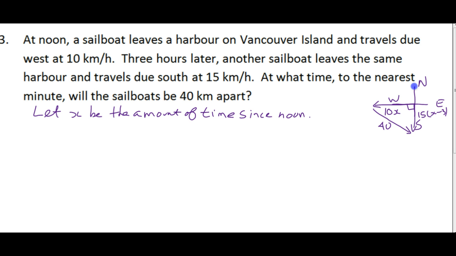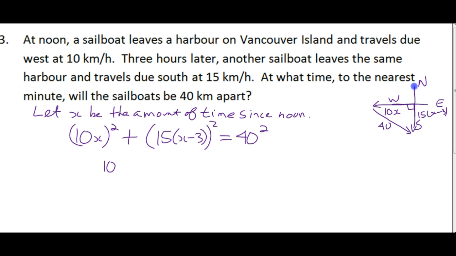So if we look at it, we have a right triangle, right? We've got 10x squared, we've got 15 times x minus 3, that whole thing squared, and 40 squared. So we could set this up as Pythagorean theorem. This is the distance the first boat has traveled, well, the square of that. This is the distance the second boat has traveled, and we square that. And then this is the distance we want them to be apart, which is 40, and we square that.